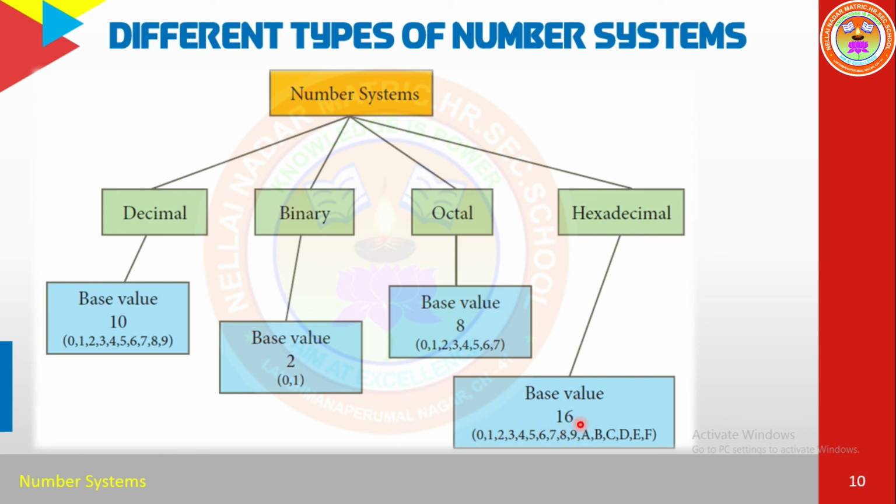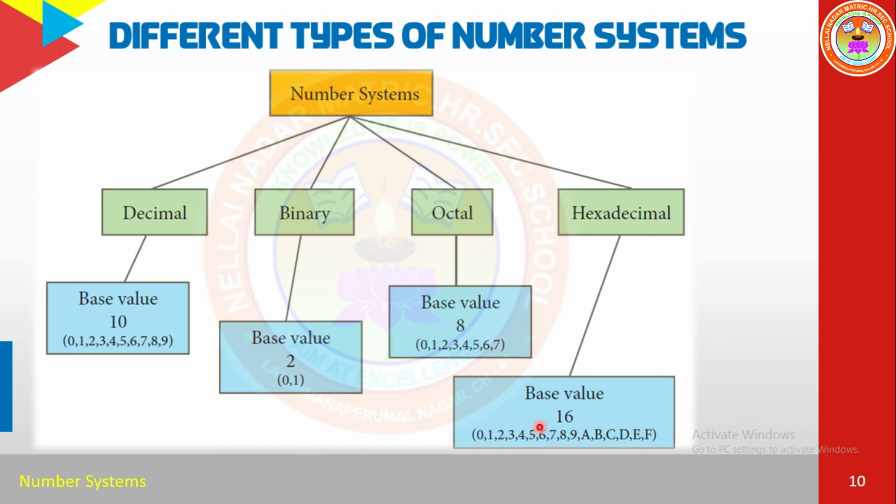Apart from the 10 values, the 11th value is calculated as alphabet A. The 12th is alphabet B. The 13th value is assigned as alphabet C, and the 14th is assigned as alphabet D. Then the 15th one is alphabet E, and the 16th one is alphabet F. So these are the different types of values presented in the hexadecimal number system.